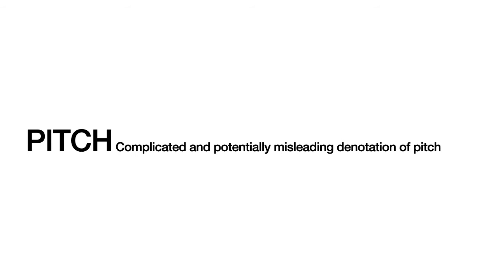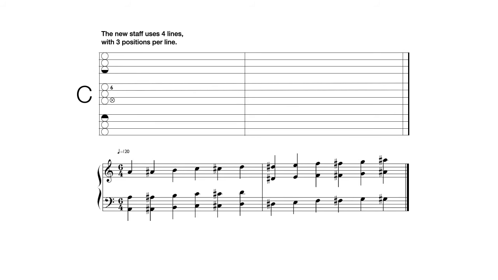Here the solution is somewhat more complicated. To fix the main problems, we need each position on the staff to represent a certain note. Counting accidentals, there are 12 notes in the chromatic scale, therefore we need a staff with 12 locations. The new staff uses 4 lines per octave, with 3 positions per line: note on top, note on the line, and below the line.